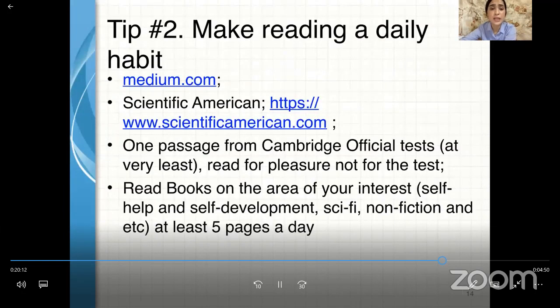So make reading a daily habit. Tip number 2. I could make a very long list of sources, but I try to stick with a minimalistic approach and share with you the ones that I used myself and still use. So I really like medium.com. Check it out. It contains a lot of interesting articles. There is no explanation needed for the Scientific American.